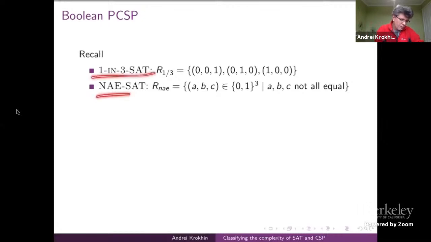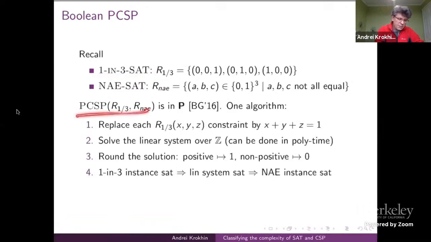If we look at 1-in-3 SAT and not-all-equal SAT, which are well-known NP-hard problems, then the corresponding PCSP is actually solvable in polynomial time. If I give you an instance of 1-in-3 SAT, and I can guarantee that it has a satisfying assignment, then it's NP-hard to find such an assignment, but you can find in polynomial time a not-all-equal satisfying assignment for your instance.